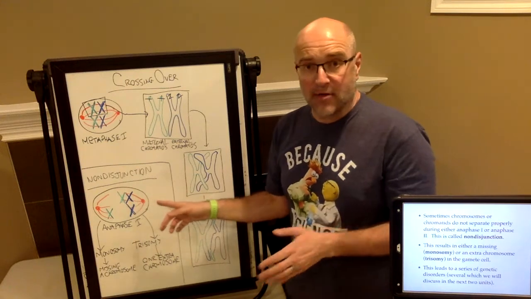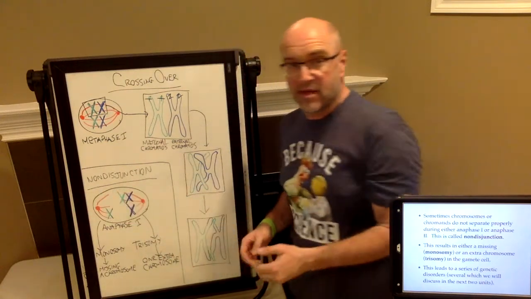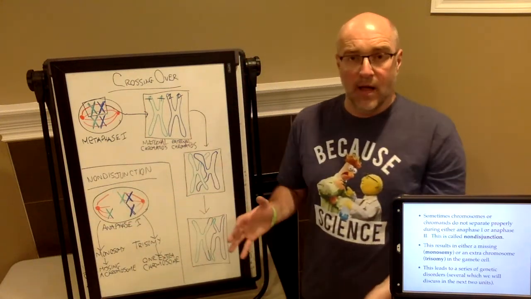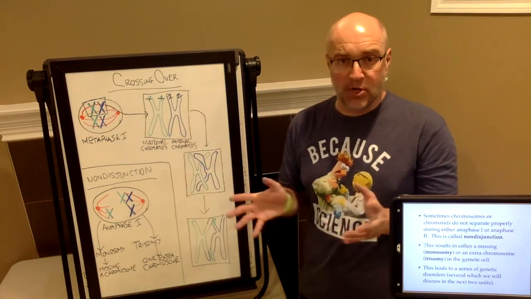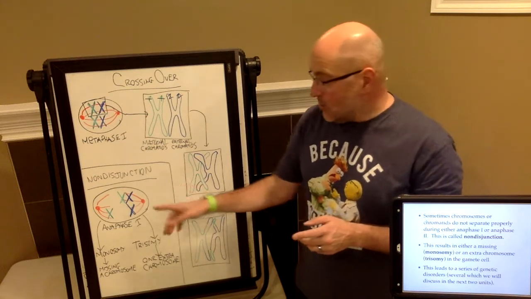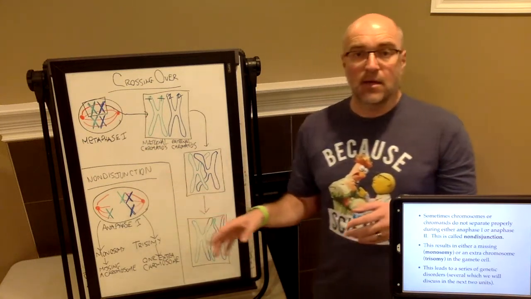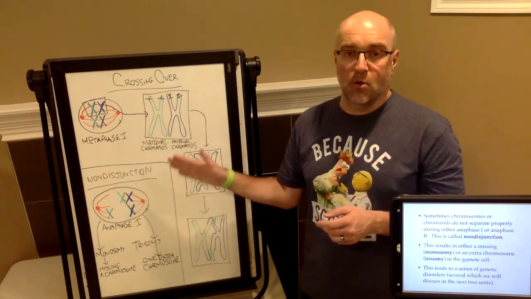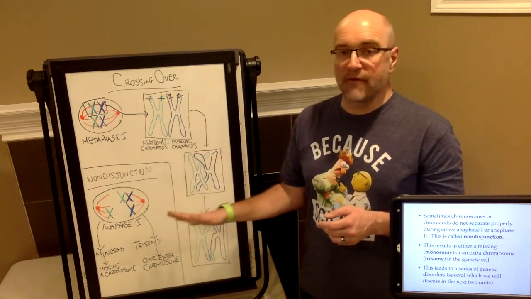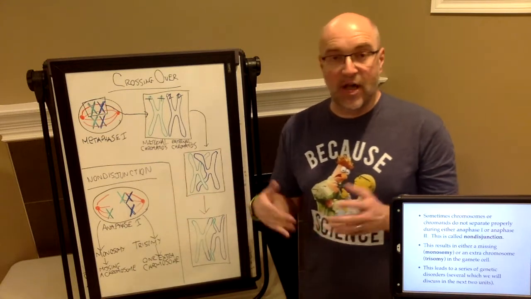But what should happen is that all the maternal DNA in this case should be moving to one side to form one of the cells, and the other side should be getting all the paternal DNA. But that's not happening here. What's happened is one of the tetrads didn't separate. So one of the tetrads is actually moving all over to one side of the cell before it divides.